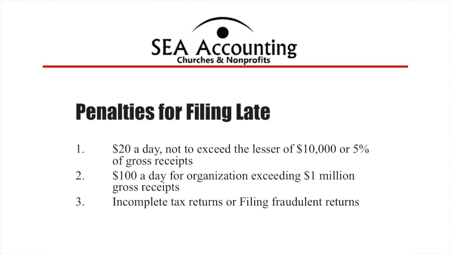What happens if you decide not to file or you file late? Let's talk about some of the penalties associated with your 990. Filing late is basically calculated per day. $20 a day, not to exceed the lesser of $10,000 or 5% of gross receipts. $100 a day for organizations exceeding $1 million in gross receipts. If you file an incomplete tax return or a fraudulent tax return, then you're considered as filing late. Incomplete tax returns or filing fraudulent tax returns are also considered penalties for filing late.